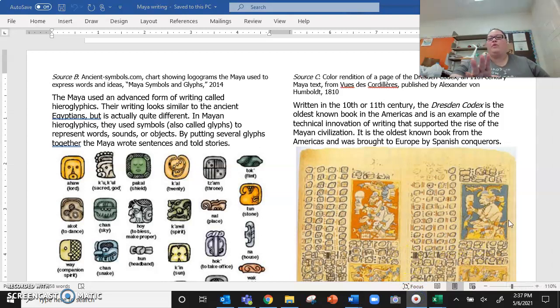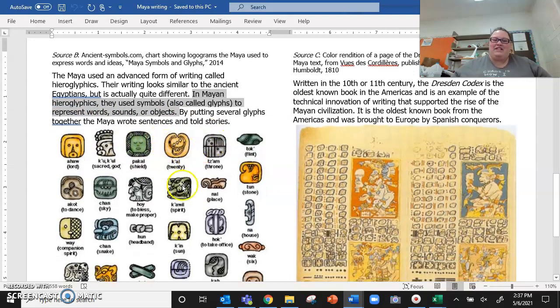Okay, so if you who are playing along at home are similar to the kids who were in class, you may have said in Mayan hieroglyphics, they use symbols, also called glyphs, to represent words, sounds, and objects. And that's really close because it does talk about representation. However, it just talks about these symbols, which instead of using letters like we do, represent the different words, sounds, or objects that they would talk about in their society.